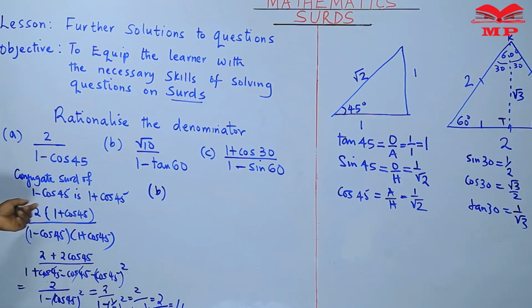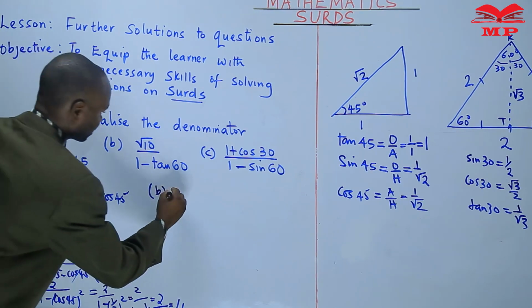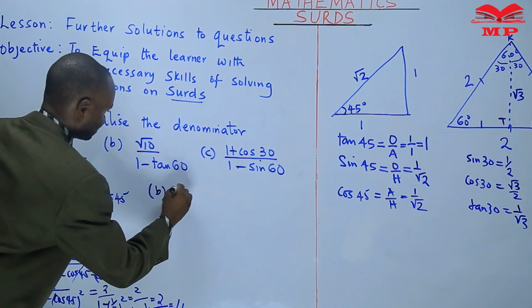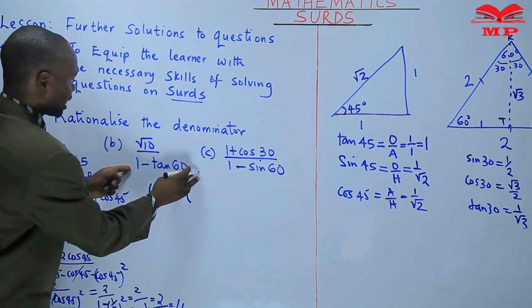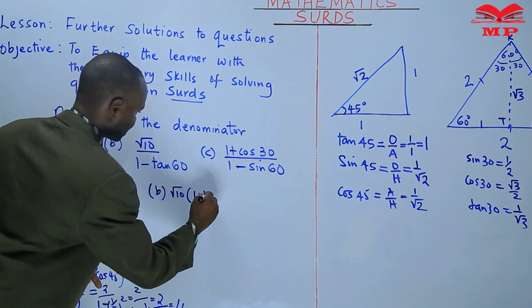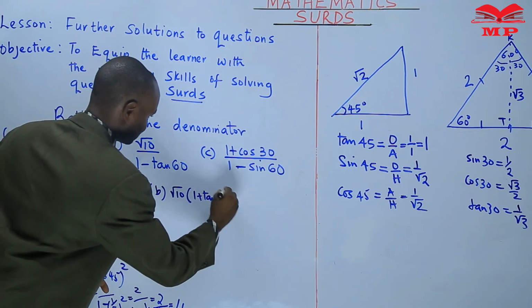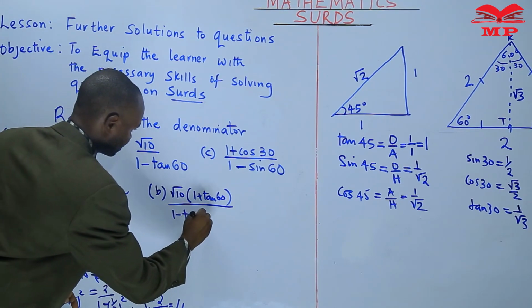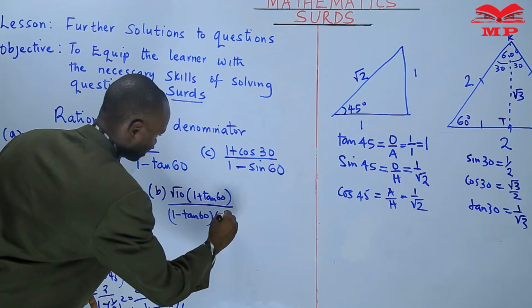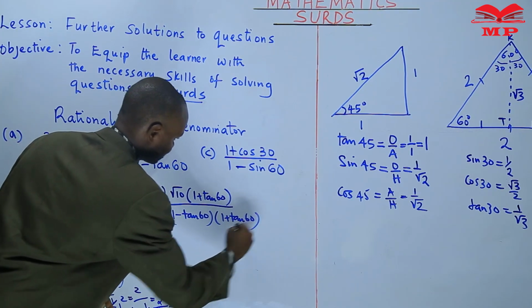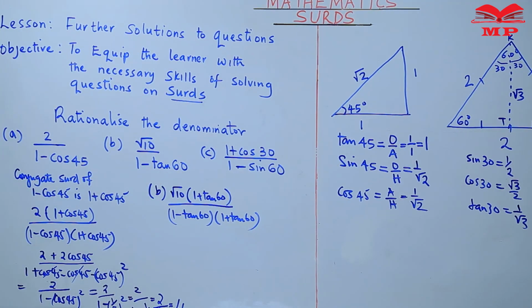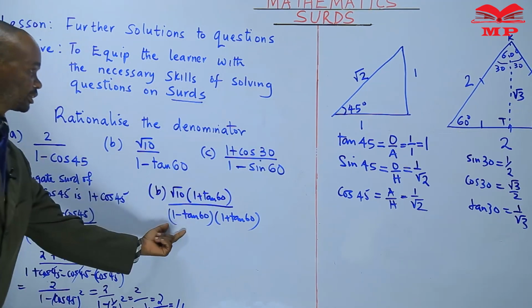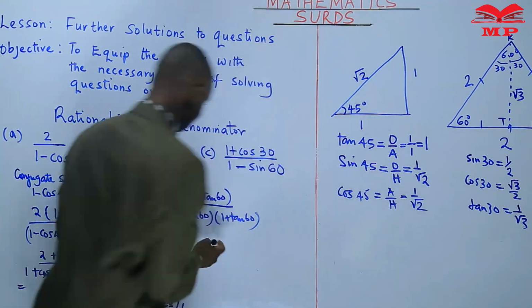By now, I don't need to be repeating conjugate surd. In B, you'll have square root of 10 into the conjugate surd of this. It is 1 plus tan 60 over 1 minus tan 60, close brackets, into 1 plus tan 60, Lana. You see how it's coming out? So I did the ratios there so that when I finish, I just fix in.